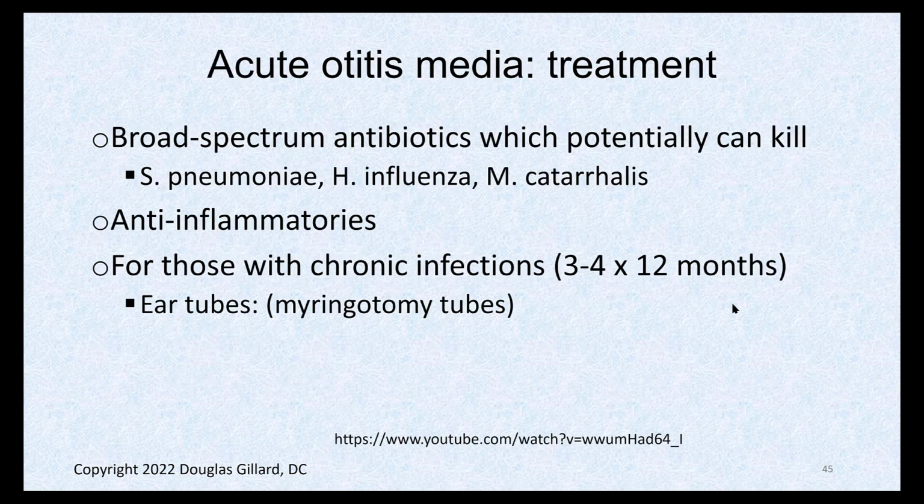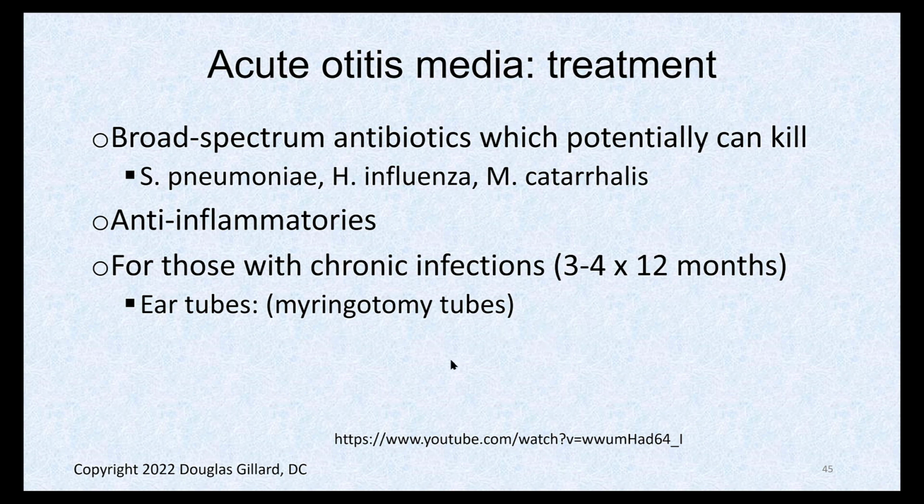Treatment is broad-spectrum antibiotics. You got to figure out what the bacteria is and kill it. And they go after these 3 because they're so much more common. And some anti-inflammatories because the inflammation usually overdoes it. And yeah, for those with chronic infections, you may need a year's worth of antibiotics to get rid of it, but you've got to get rid of that thing. And then I think this is where I stopped it right here.